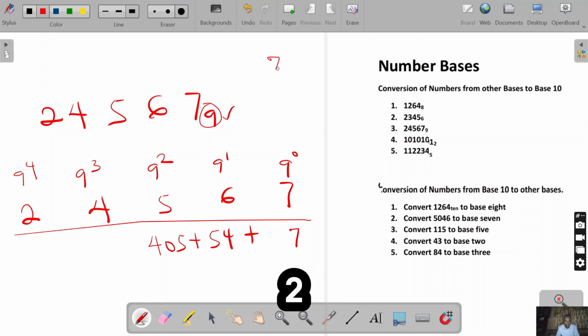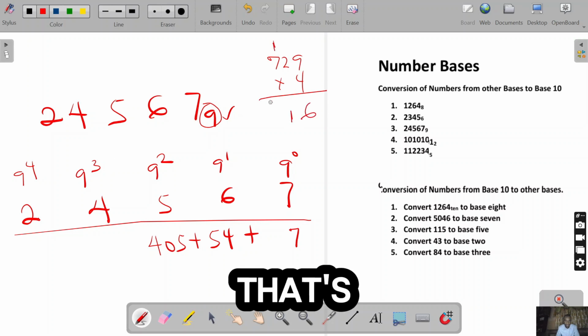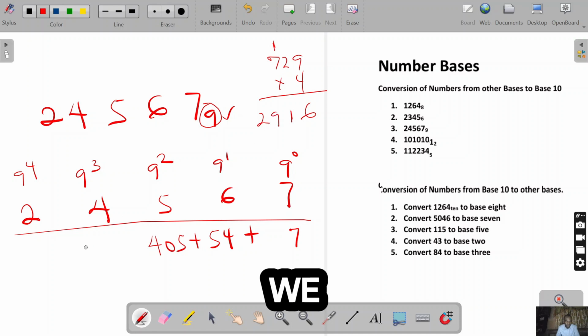So we have 729 times 4. That will give me 2916. So we have 2916 here.